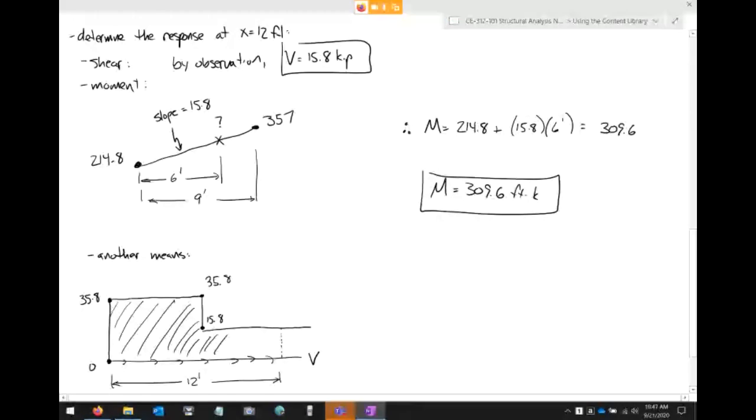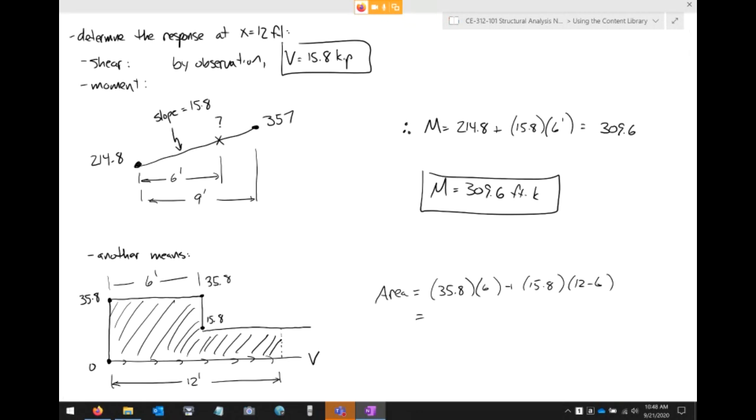Let me ask you a question. How do I determine the area of that shaded region? Let's just go back to geometry. I propose that's 35.8 times this dimension, which was 6 feet, plus 15.8 times 12 minus 6, or 6. What do you get when you check that area out? Spoiler alert, you get 309.6.